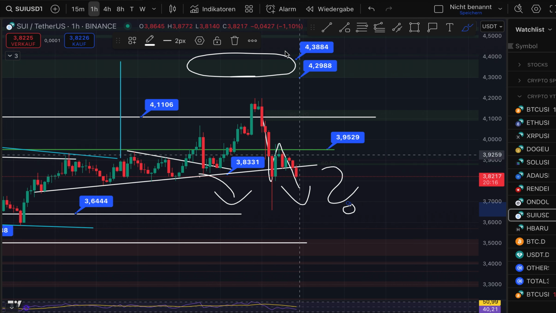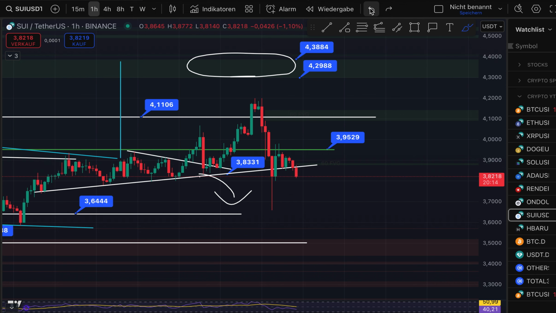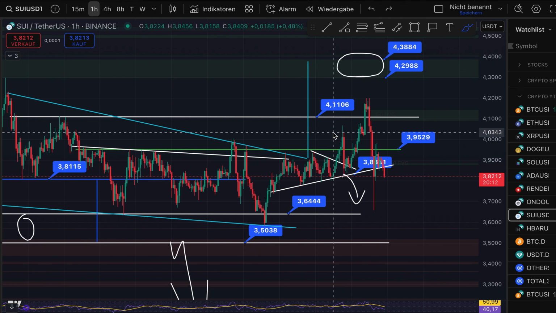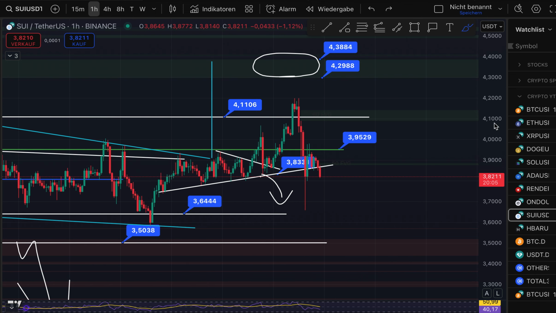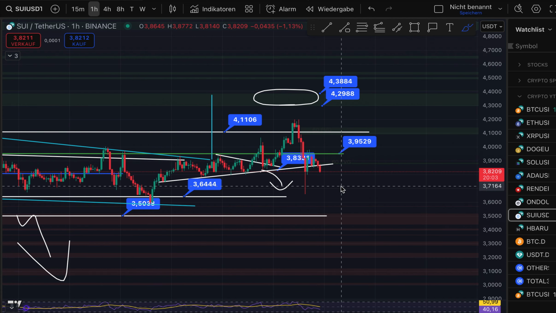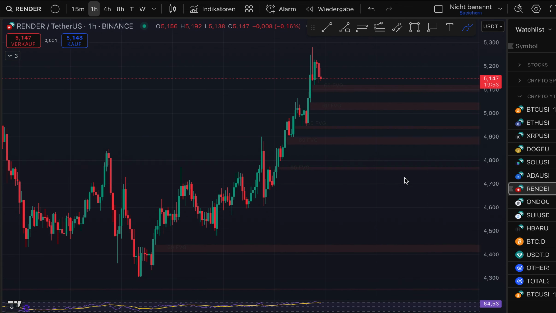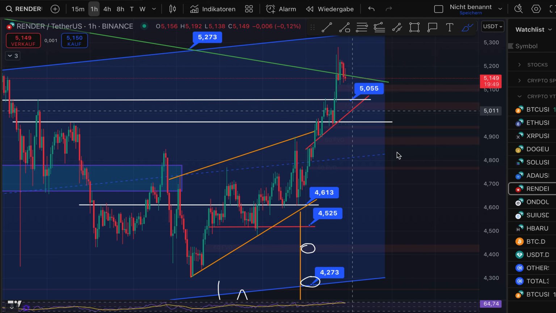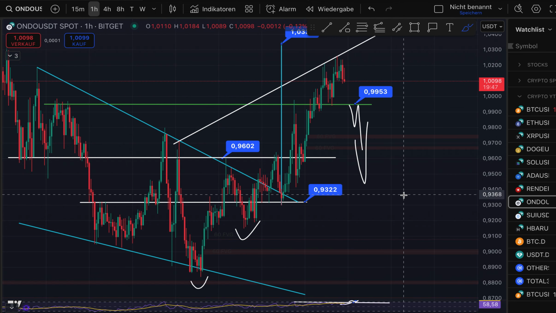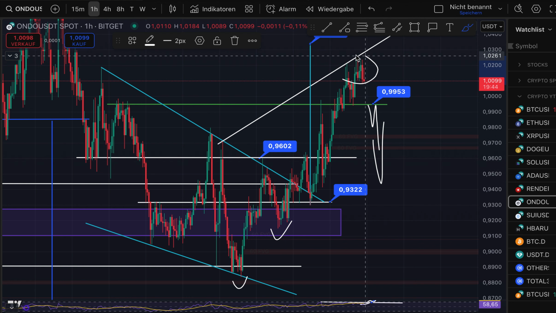It doesn't look good for SUI. I don't want to say that we can't push to the upside anymore and see the $4.30 to $4.38, but SUI needs some momentum to the upside, needs to outperform all the altcoins, because the altcoins are in their top area. Look into Render. Render is getting a small pullback, but look where Render is. Look at ONDO, for example. It's also in its top area here.